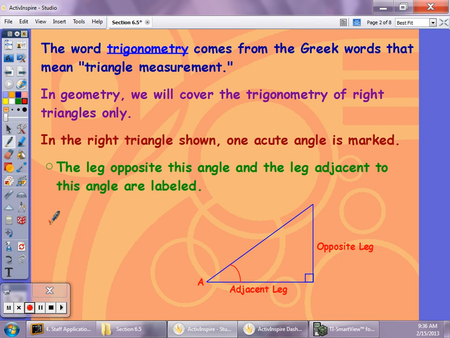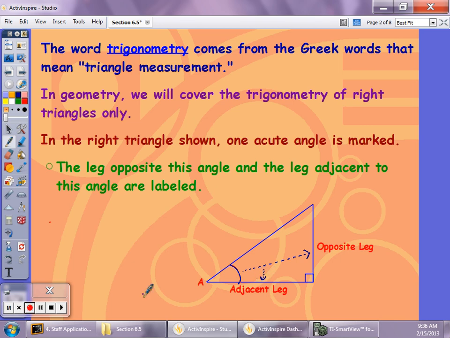The word trigonometry comes from the Greek words that mean triangle measurement. In geometry, we will specifically cover the trigonometry of right triangles only. In the right triangle shown below, we have one acute angle that is marked, which is angle A. We also have the leg opposite this angle and the leg adjacent to this angle labeled as well. So if you look here, we have angle A, the side opposite angle A is this side here, and the side adjacent is right here.